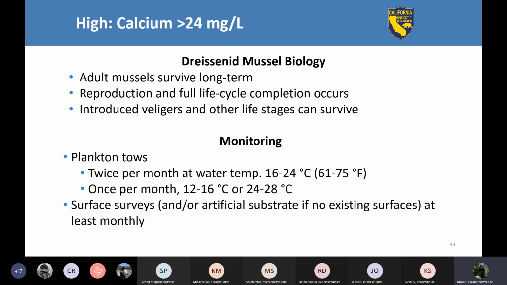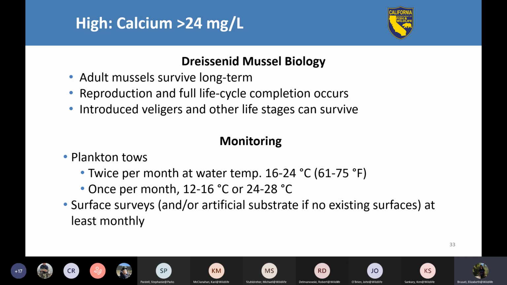So first of all, if your reservoir is high calcium, which we're defining as greater than 24 milligrams per liter, adult mussels will be able to survive long term. There will be reproduction and a full completion of the life cycle. And if veligers are introduced, they will be able to survive.